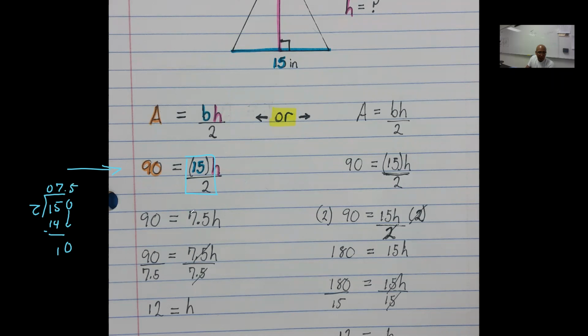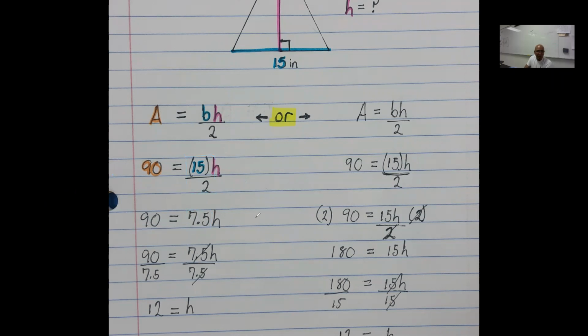7.5 is what we get, and then we just bring down the h. So that's where I got the 7.5 right here. It's just 15 divided by 2 gave me that 7.5. So again, 90 is equal to 15h divided by 2. But I can do 15 divided by 2, which is 7.5, and that's where that 7.5 came from.